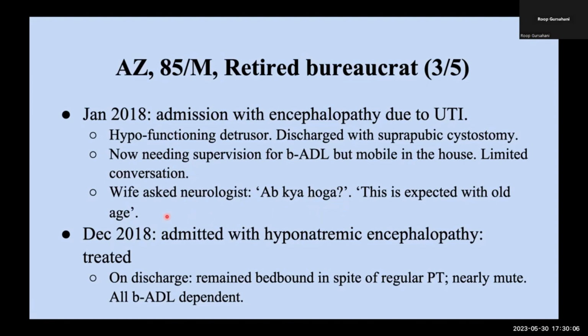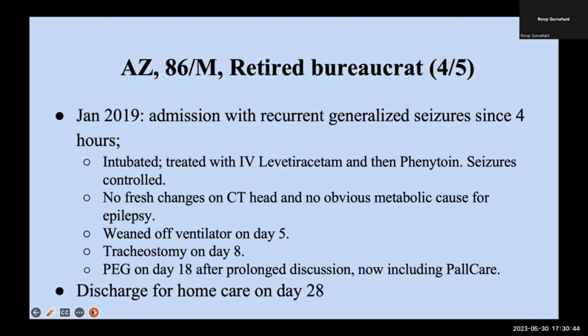By the end of that year, after a continued decline, he came in with low sodium, and on discharge this time, again, nothing obvious on the CT scan, he was completely bedbound and almost mute, completely dependent for all basic activities of daily living. When I write BADL, I mean transfer from bed to chair, continence, meaning holding your sphincters, self-cleaning, bathing, wearing clothes, and eating. And our gentleman was now completely dependent.